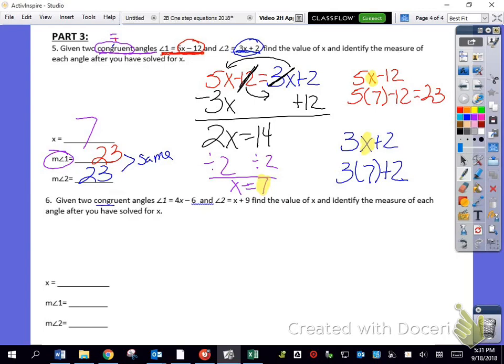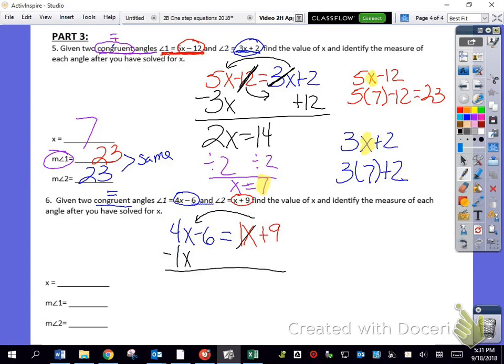So I've got two congruent angles. They are equal. So 4x minus 6 equals, and my second one is x plus 9. Okay, some of you like putting that 1 in front. That's fine. So move over the 1. That becomes minus 1x. That gets rid of that. And then the opposite of subtracting 6 is to add 6. So 3x equals 15. The opposite of multiplying by 3 is to divide by 3. So x equals 5.